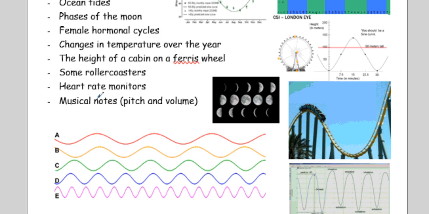The height of the cabin on a Ferris wheel is another. Remember we were talking about the London Eye. If you modelled the height as a cabin swings around a Ferris wheel, it resembles a point P on the unit circle, doesn't it? Kevin?